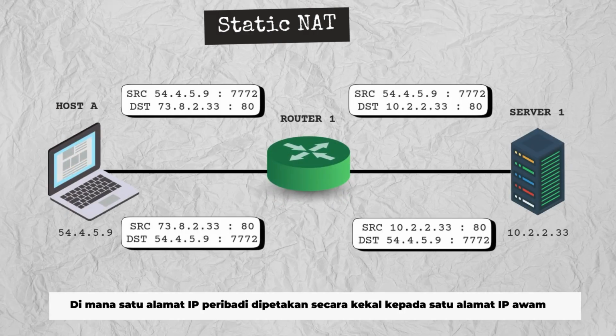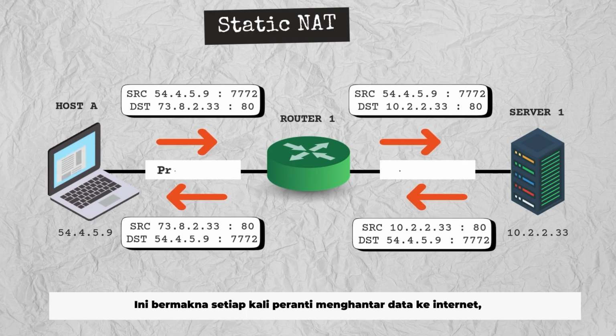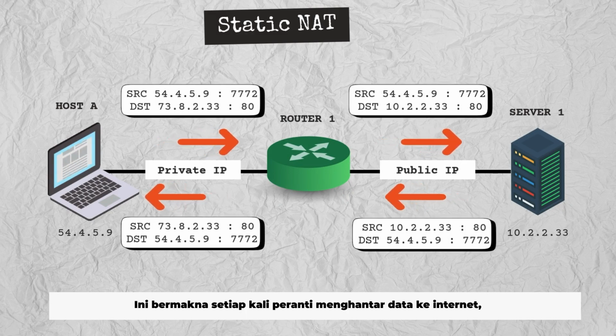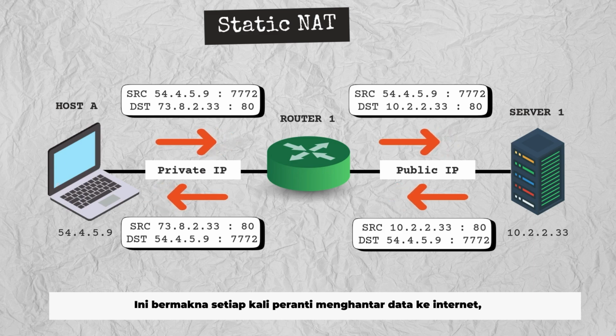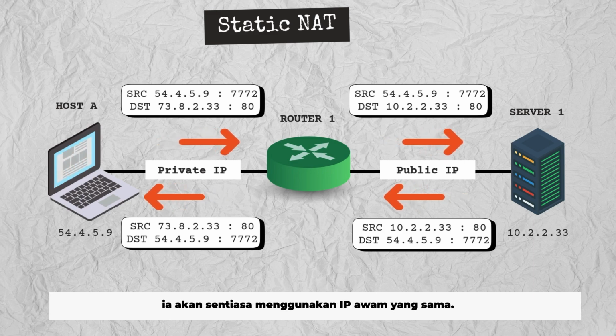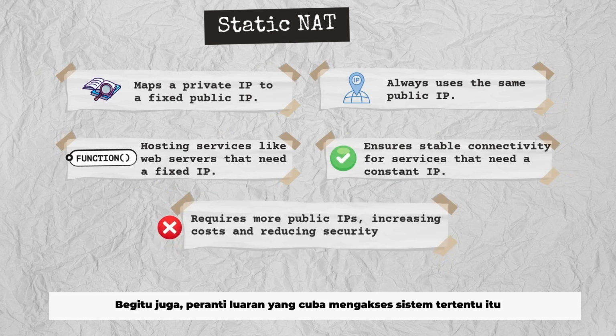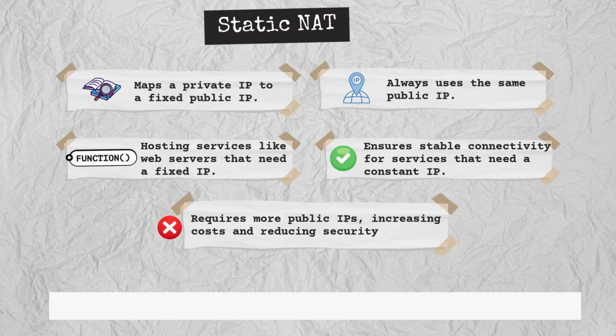Static NAT is where a single private IP address is permanently mapped to a single public IP address. This means that every time a device sends data to the internet, it will always use the same public IP. Similarly, an external device trying to access that specific system will always use the same public IP to reach it.